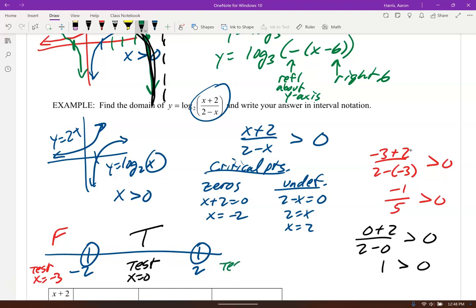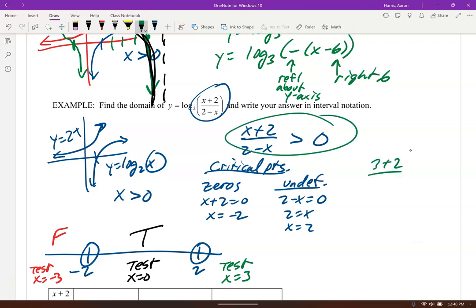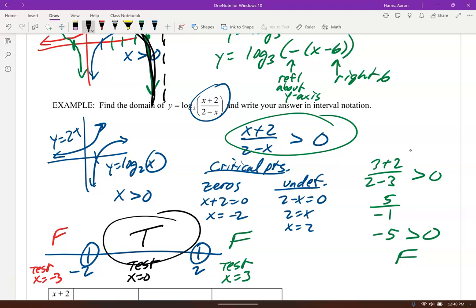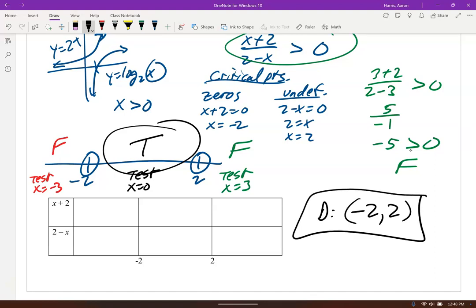Now let's test like 3. Let's throw 3 in to 3 over 2 minus 3. Is that greater than 0? 5 over negative 1. Is negative 5 greater than 0? False. No, it's not. So our domain is just between negative 2 and 2. Not including negative 2, not including 2. That's how you find your domain on that.